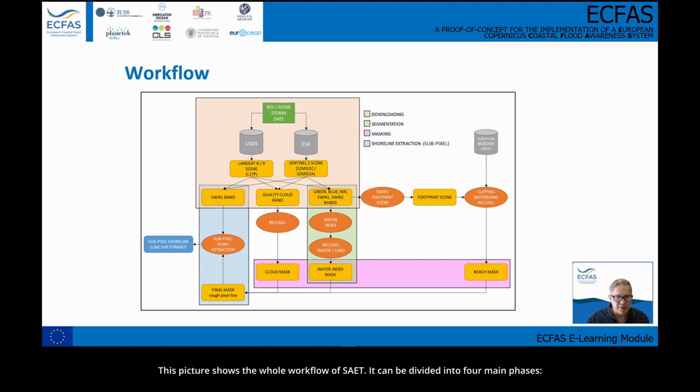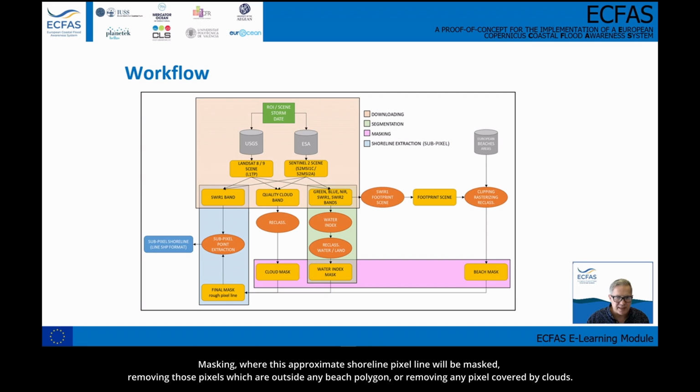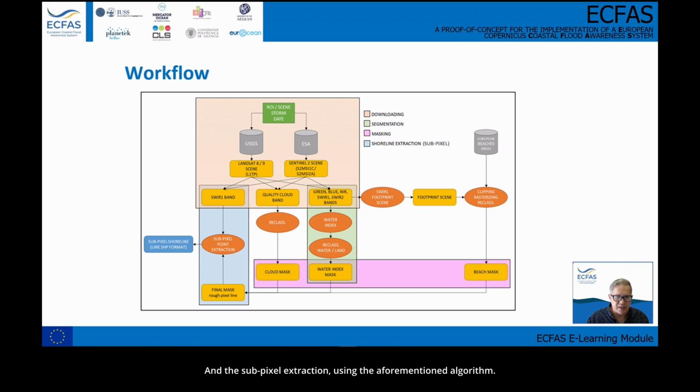This picture shows the whole workflow of SAET. It can be divided into 4 main phases. Downloading the suitable scenes from ESA or USGS according to the storm date and area of interest. Segmentation, where the approximate shoreline pixel line will be obtained. Masking, where this approximate shoreline pixel line will be masked, removing those pixels which are outside any beach polygon or covered by clouds. And finally, the sub-pixel extraction using the aforementioned algorithm.